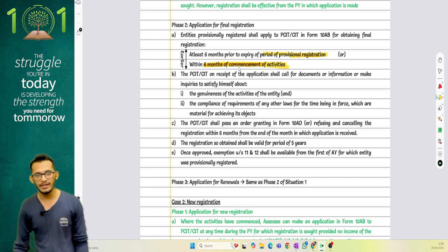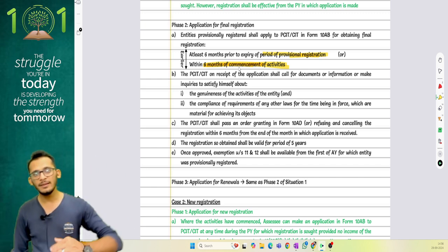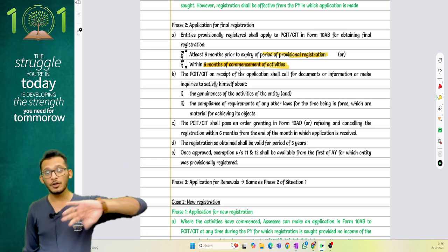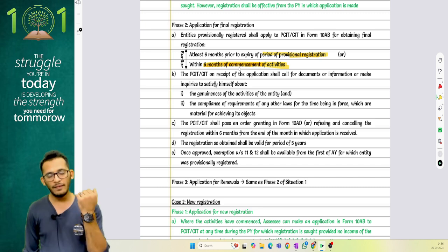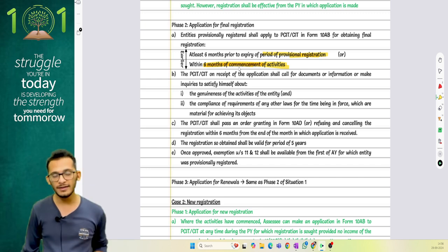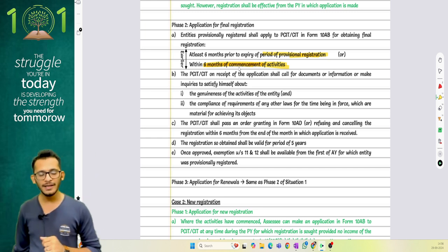from you. The moment the PCIT receives the application, the same process as renewals will follow, which means he will check for genuineness and check for compliance of law and then grant you a final registration for a period of 5 years, which will be valid by you.